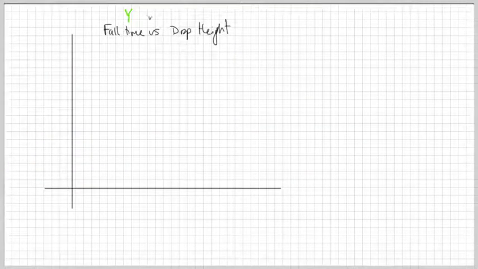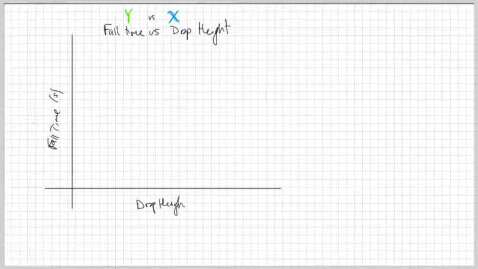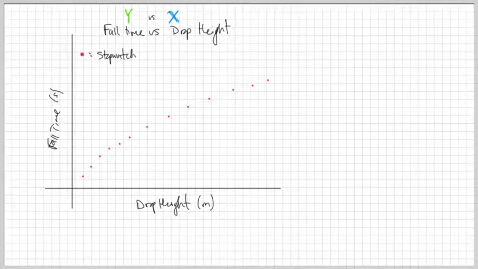This is how a graph might have looked for my fall time versus drop height. Remember, the first part of the something versus something graph title, that first something, is what belongs on the y-axis. And the second part is what belongs on the x-axis. So I had fall time on the y and drop height on the x, so my fall time versus drop height corresponds to that. So let's say I had some stopwatch time, so I made a little legend or key that indicates that. That's good to have on there.